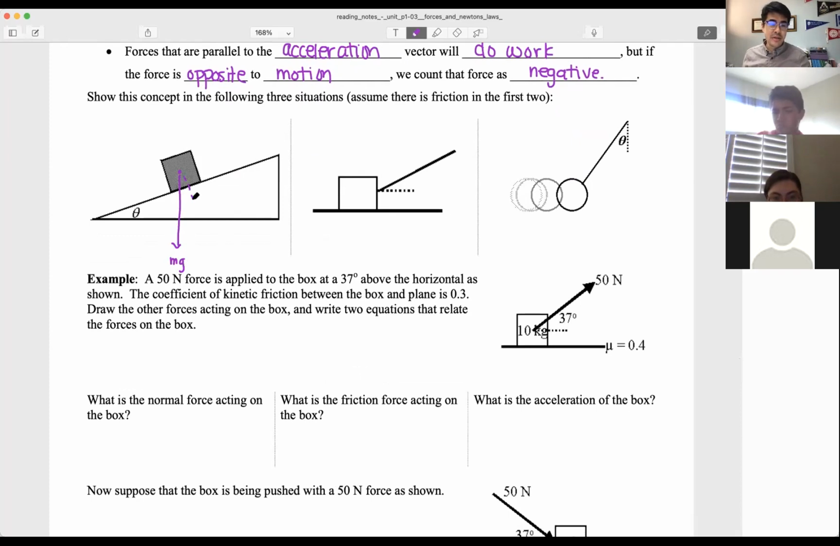But then here, since I just want to break it up into components, I break it up this way. Since this is theta, geometrically this is theta. The one that's always opposite is going to be the hypotenuse times sine theta. Opposite is always the sine. And then the adjacent is always the mg cosine.